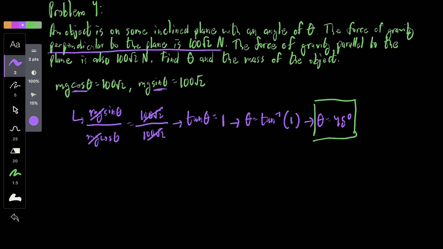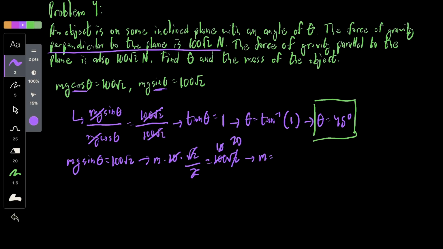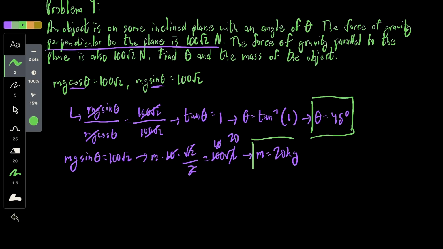Let's do mg sine theta. So if mg sine theta is equal to 100 times the square root of 2, that means m times 10, which is g, times the square root of 2 divided by 2, which is sine of 45, is equal to 100 times the square root of 2. Now, square root of 2 times square root of 2 cancels out. Dividing by 10 on both sides gets us 10, and then multiplying by 2 gets us 20. So our mass is equal to 20 kilograms, and that is the answer, the second answer to this problem.